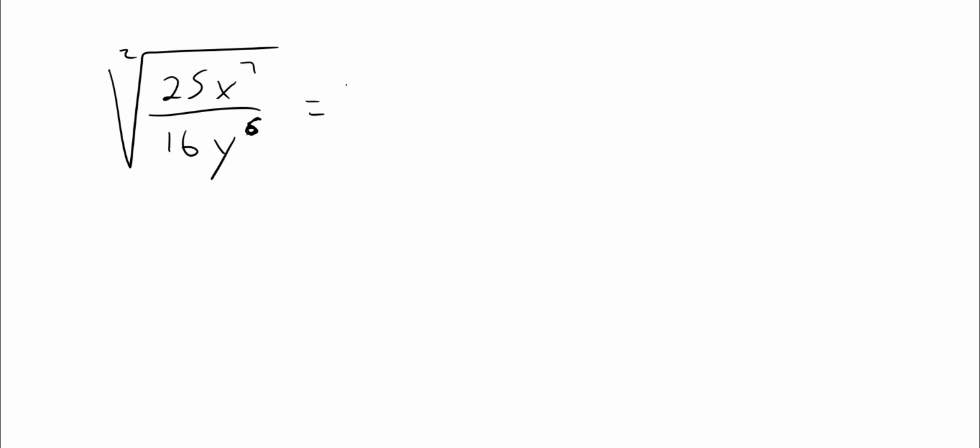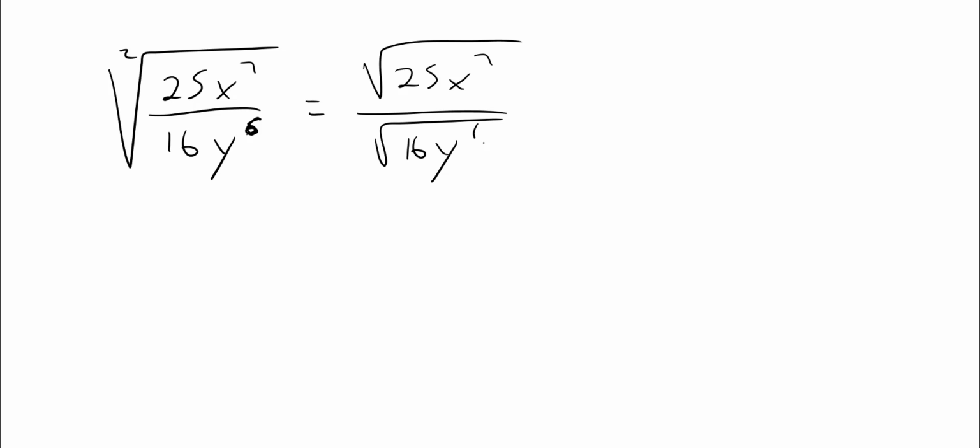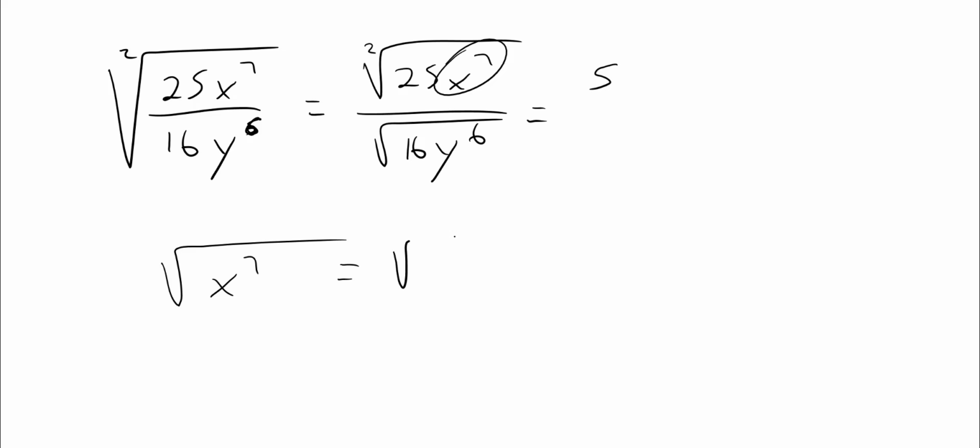Here's the deal. You're going to split this up: the square root of 25x to the 7th over the square root of 16y to the 6th. What's the square root of 25? It's 5. Remember how to do this with the square root of x to the 7th. Since there's a 2 here, you're looking for the biggest number that 2 goes into that is less than or equal to 7. Do you agree 2 goes into 6? So I can write this as x to the 6th times x to the 1st.